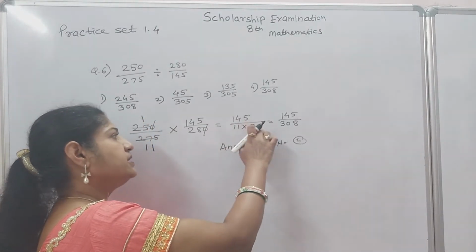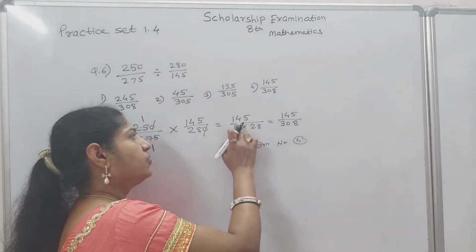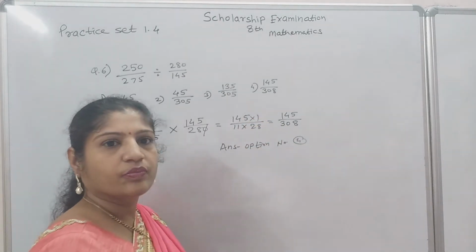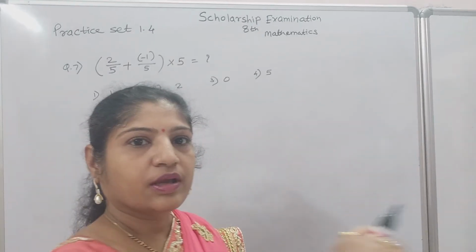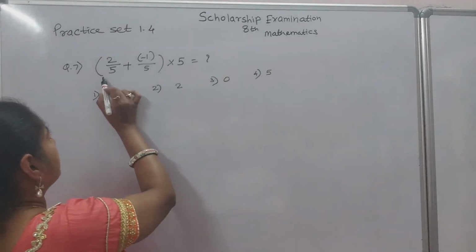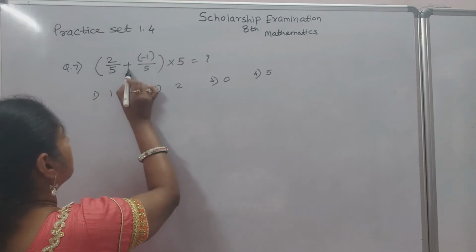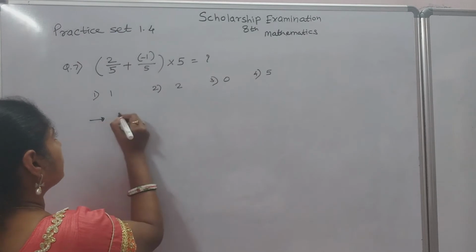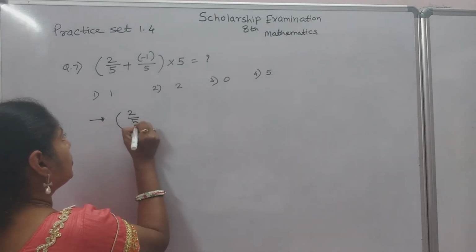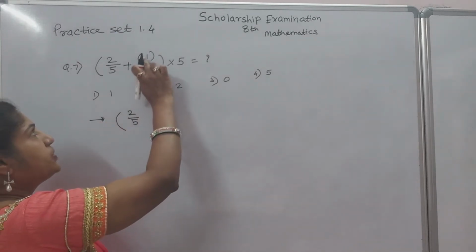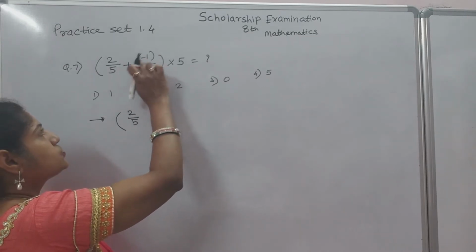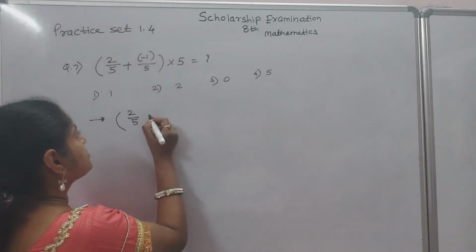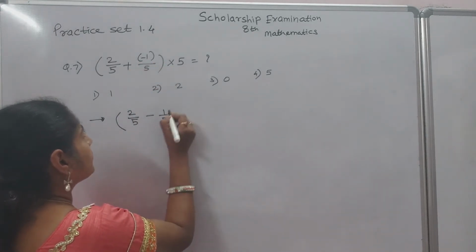We cannot divide this number by any number, so we multiply the numerator and denominator. Now next example is in bracket 2 upon 5 plus minus 1 upon 5, into 5. First of all, we have to solve the bracket. 2 upon 5. Positive and negative. If there are two signs, positive and negative, the sign is negative. Plus minus is minus. Minus 1 upon 5 into 5.